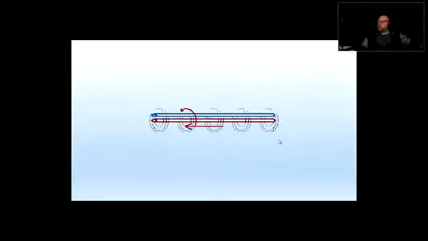Right? So that's an important concept that we've got to remember. The current flows through the other conductor by means of induction. That's how transformers work.